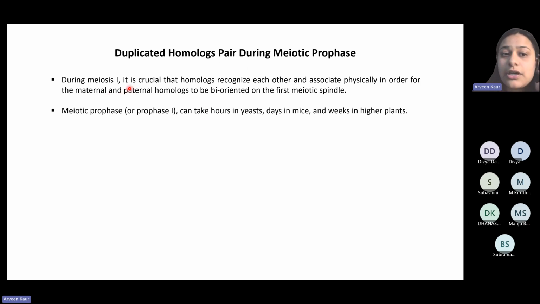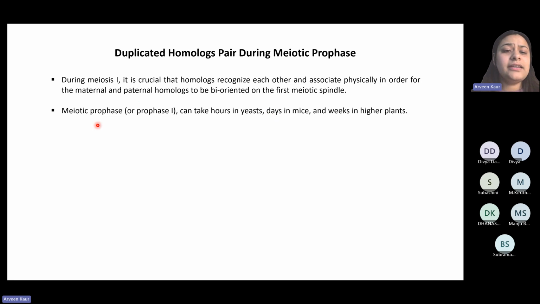Right. So during meiosis 1, it is crucial that the homologs recognize each other and associate physically in order for maternal and paternal homologs to be bi-oriented on the first meiotic spindle, right? So why is this important? What is the first criterion for this? That first, they should be able to recognize their homologous chromosomes. That is not important in mitosis, but over here, that is very important because you have to go and bind physically to that particular homologous chromosome.